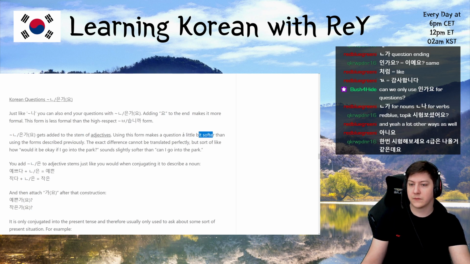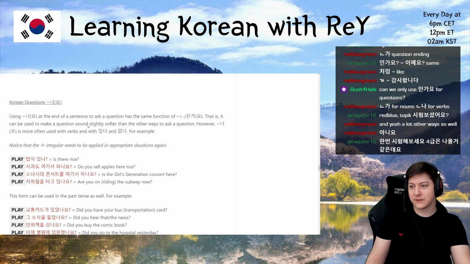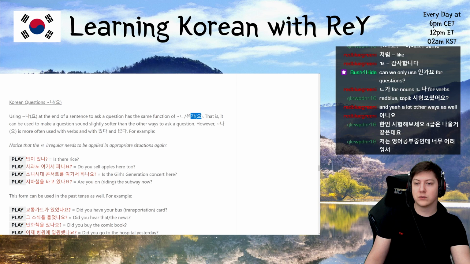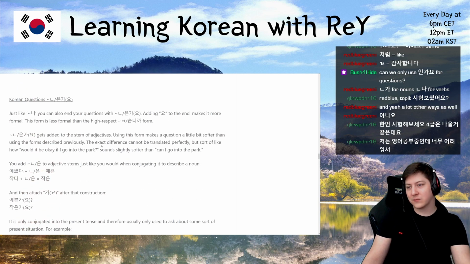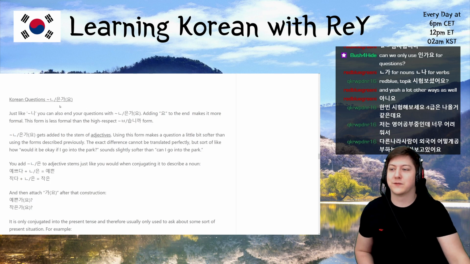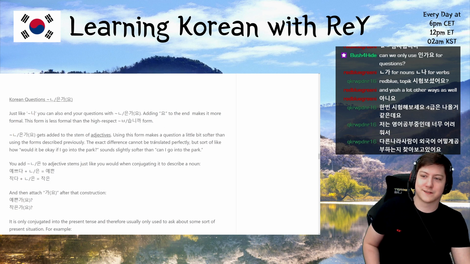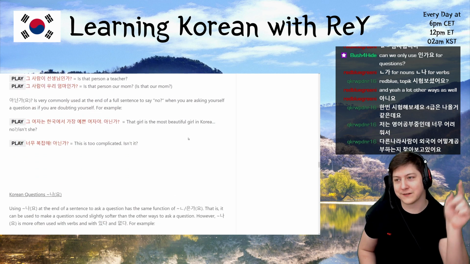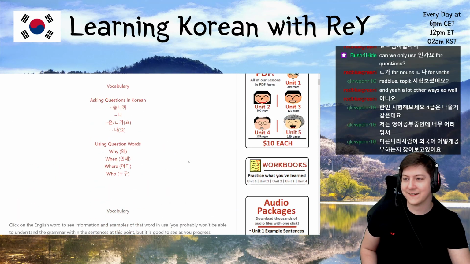A little bit softer. Would it be okay if I go to the park? Instead of can I go to the park? See, a little bit of difference here. And then we have 나. This is the same as 나요, and this is even softer. This one is with verbs more often, and this one is more often with adjectives. So a lot of different rules of which one you use for the question, but you can also just use none of it and just replace the period with a question mark and it's fine.